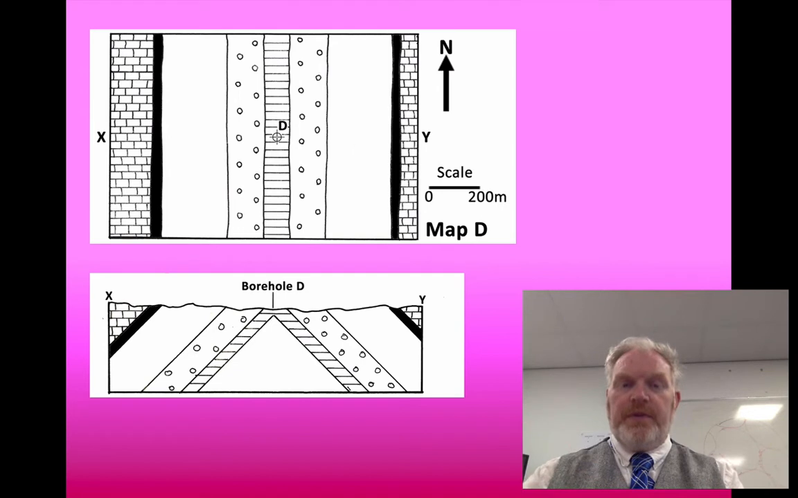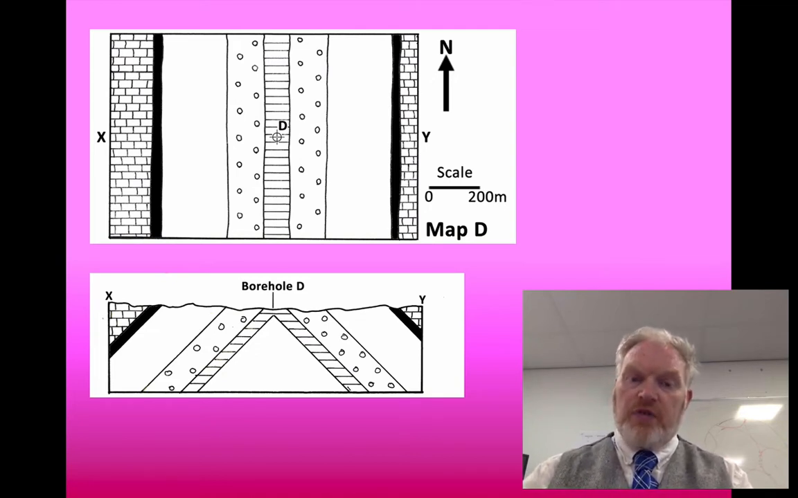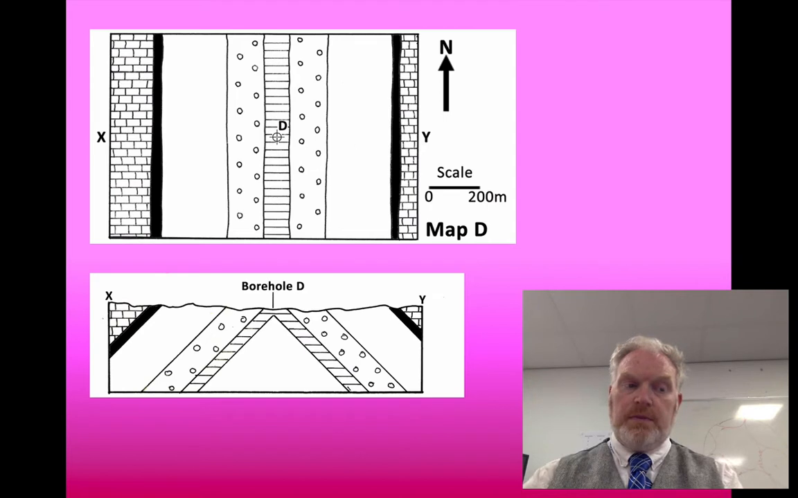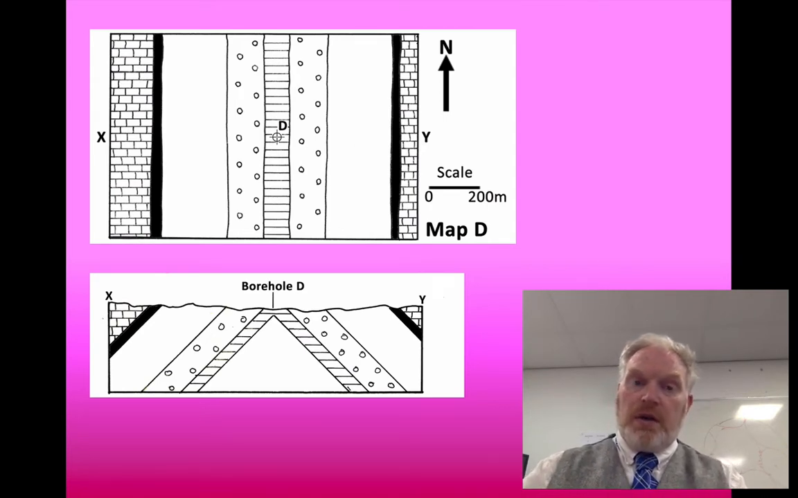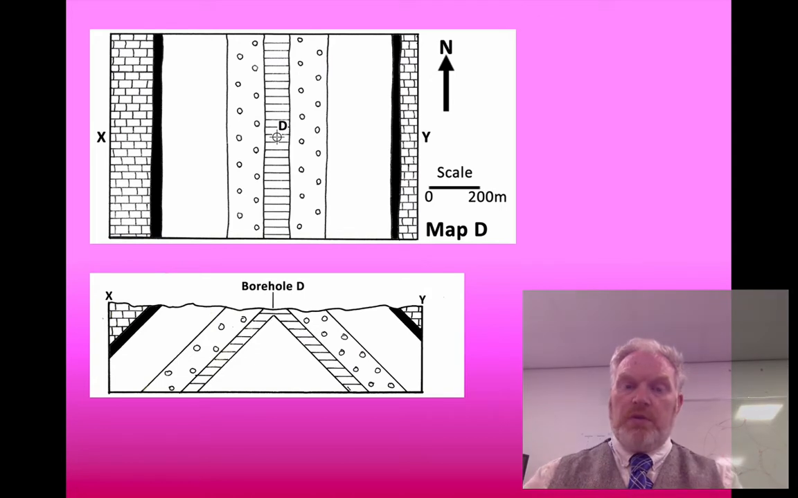Hi, now that you've had a go at question four, all about map D in your theme 14 booklets, let's have a look at some answers. The first part of the question asks you to look at cross-section D and use that information to try and interpret what's going on the map.